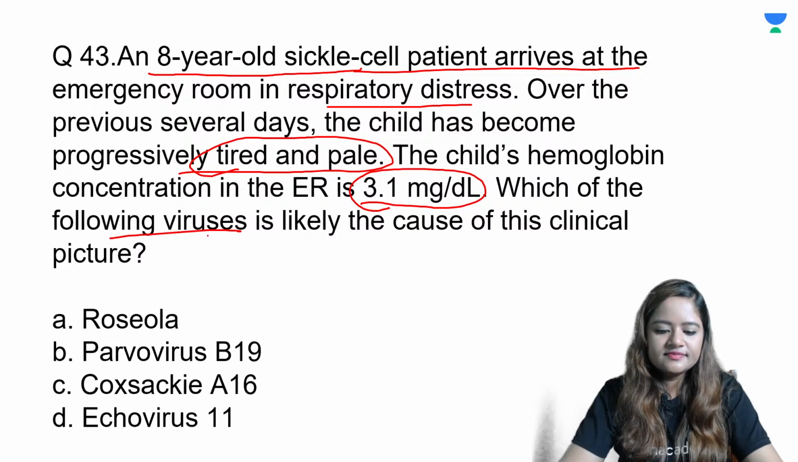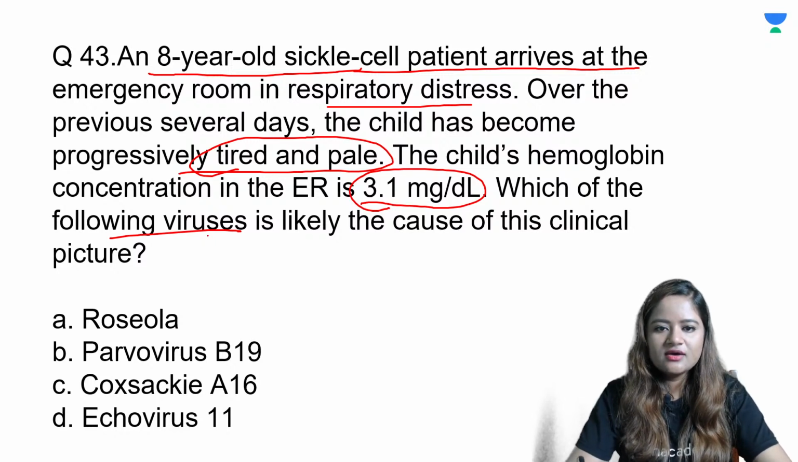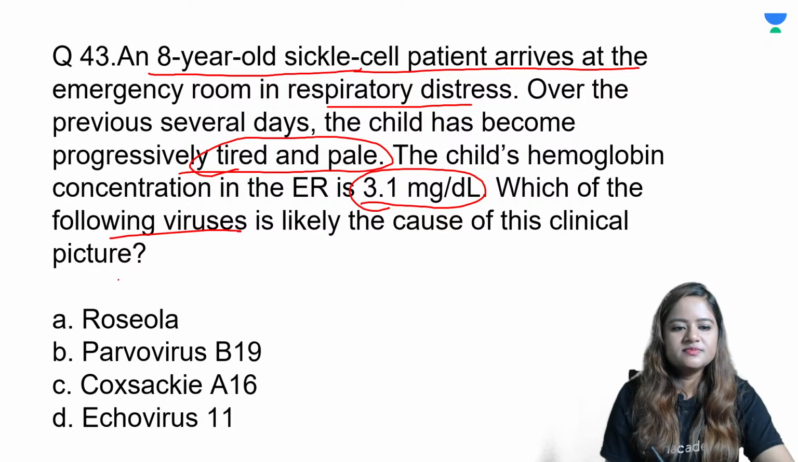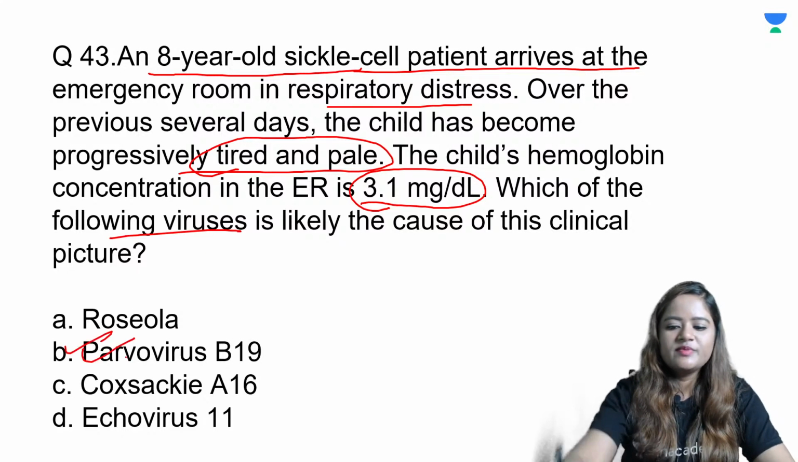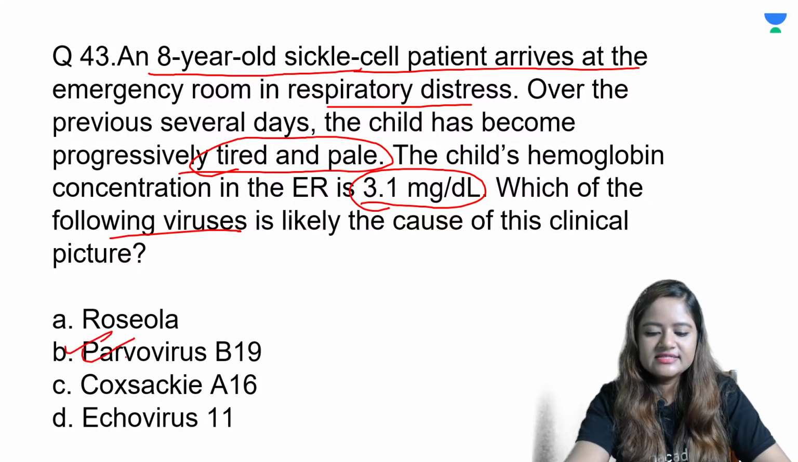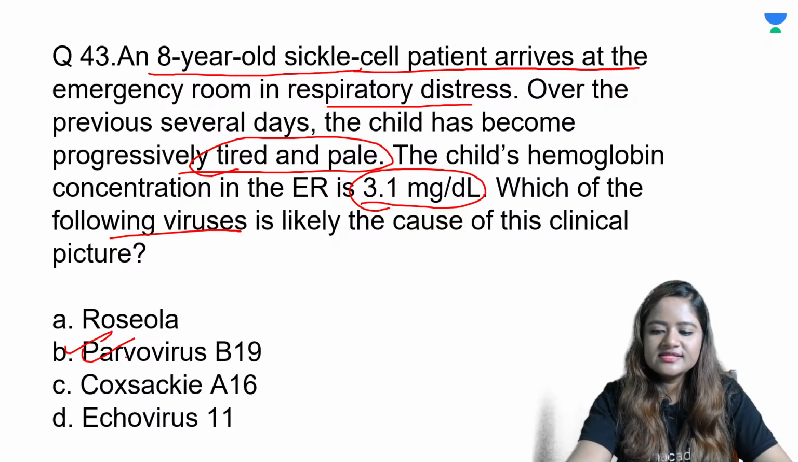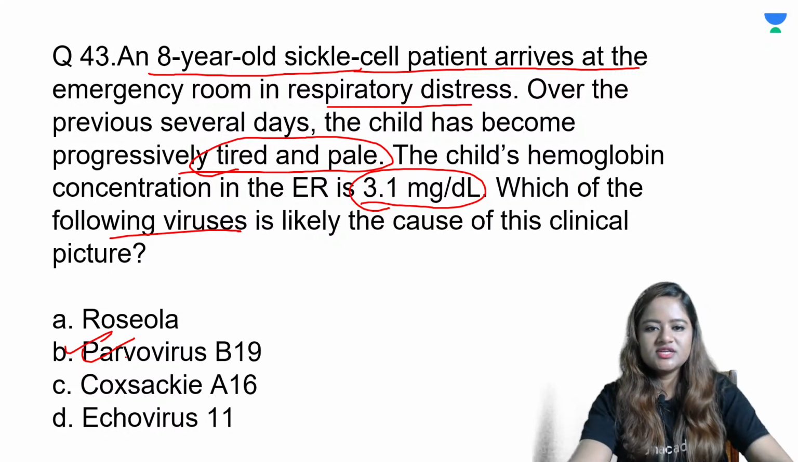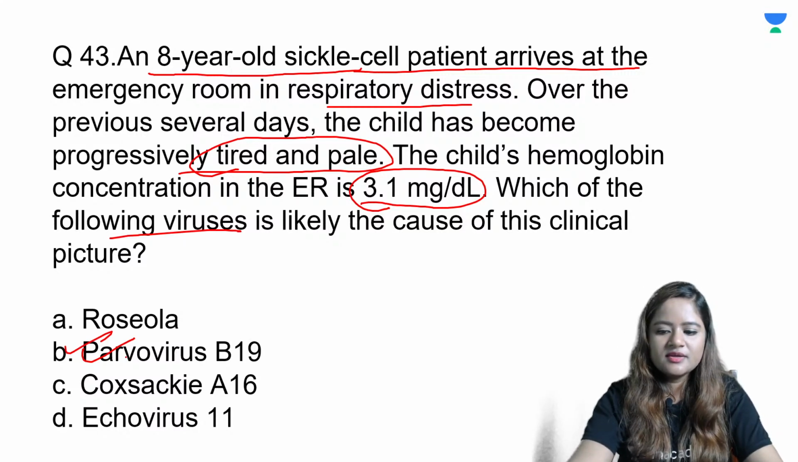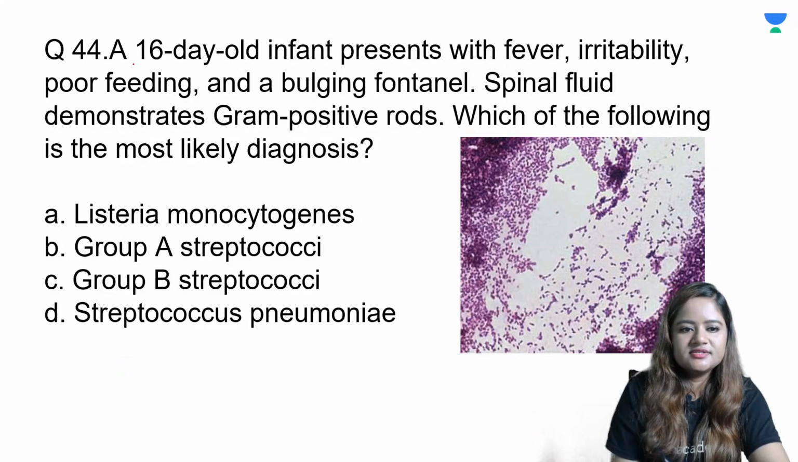So the organism that causes red cell aplasia or sudden fall in the RBCs is parvovirus B19. Parvovirus B19 is commonly seen in sickle patients who have sickle cell anemia, and in otherwise healthy individuals also. If they get parvovirus B19, it is going to lead to sudden onset of severe anemia. Okay, so that is the right answer.